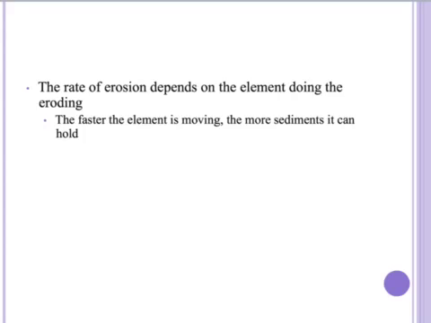The rate, or how fast something's going to erode, will depend on the element doing the eroding. So in other words, how fast the water is moving, or how slow the water is moving, or the wind, etc. The faster the element is moving, the more sediments it can hold. So think of a raging river. That's going to be able to hold a lot more than a little trickle of a stream, or even a pond.